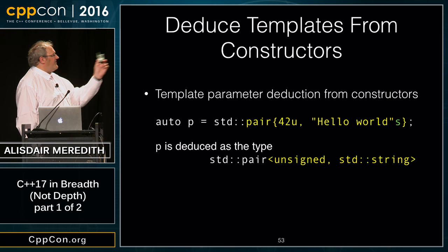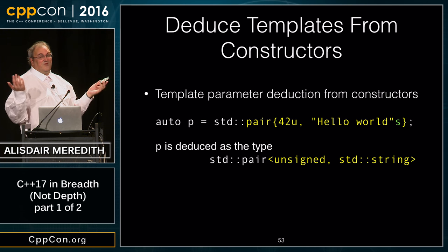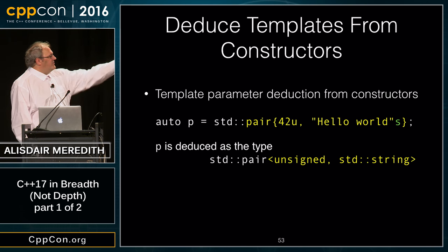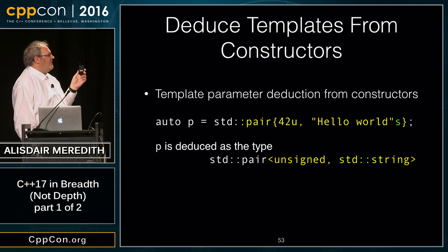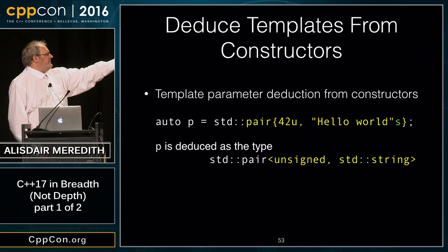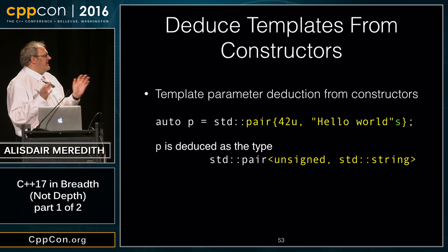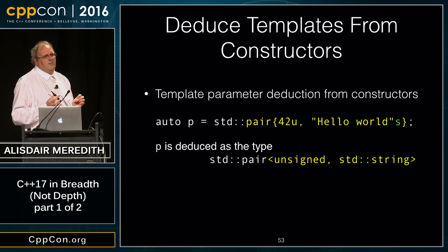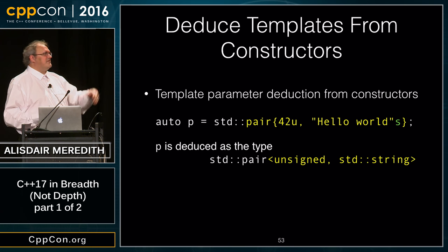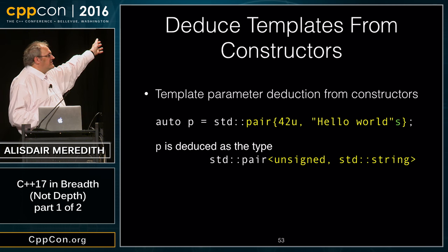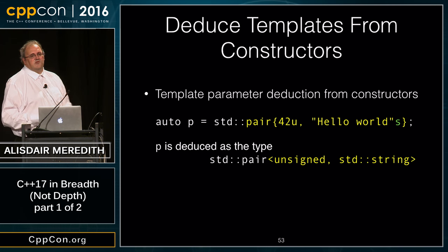I'm trying to say I'm going to have a pair. This would be an alternative to actually calling the make_pair function. I'm going to initialize it with 42u and "hello world" as a string. Therefore, just having std::pair and then these things in the curly brackets, it now knows I'm trying to deduce the type for a pair. I find the only constructor that can match, and from that, I can deduce that for pair T and U, T was an unsigned int, and U had to be a string.